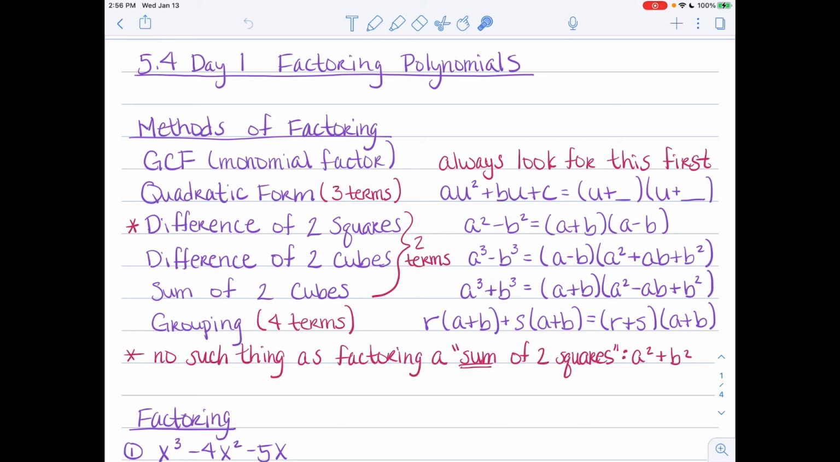Next time, we will talk about difference of two cubes and sum of two cubes, as well as grouping. Notice this asterisk here. Difference of two squares is a thing. Difference and sum of cubes is a thing, but there is no such thing as factoring a sum of two squares, something in this form, a perfect square plus a perfect square. So if we run into something like that, it's not factorable.